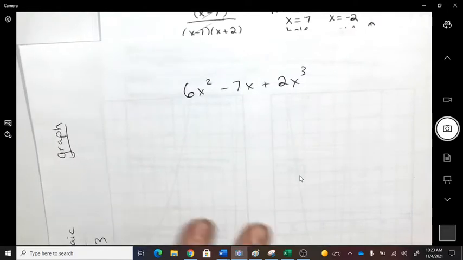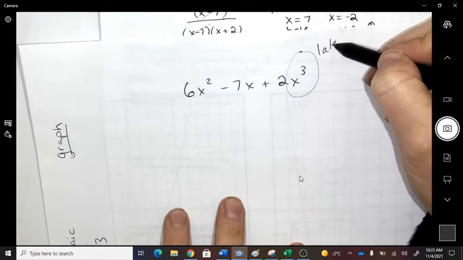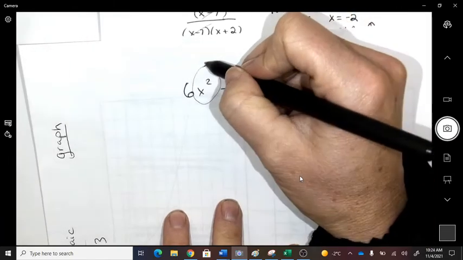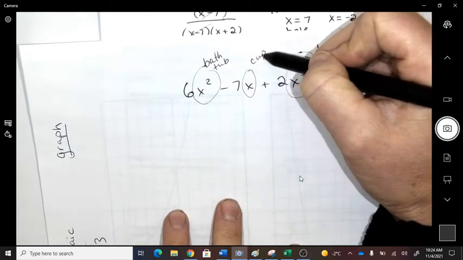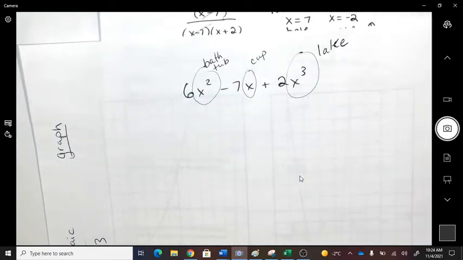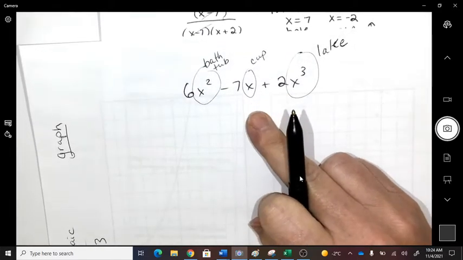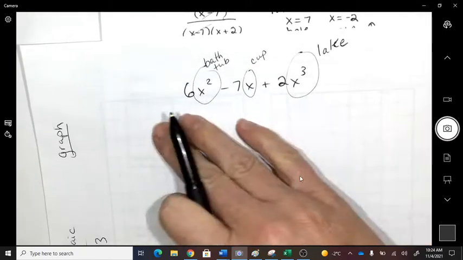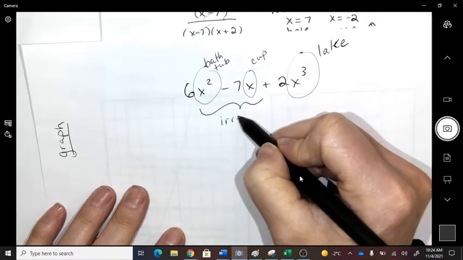Okay, let's pretend a cubic is like a lake of water. A squared is like a bathtub of water. And an X is like a cup of water. When you look at a lake of water, is a cup of water really doing much of anything? Not really. So when we look at polynomials in the grand picture, those are almost irrelevant.